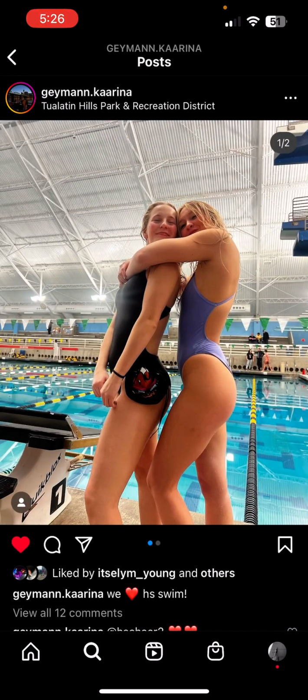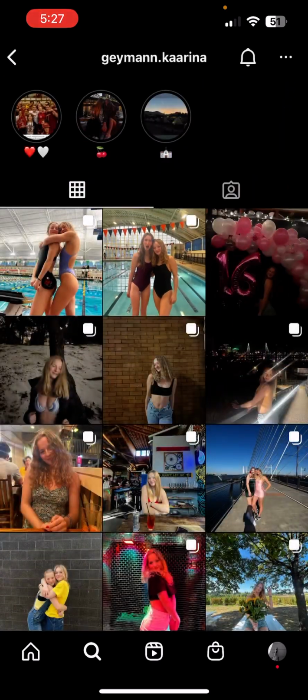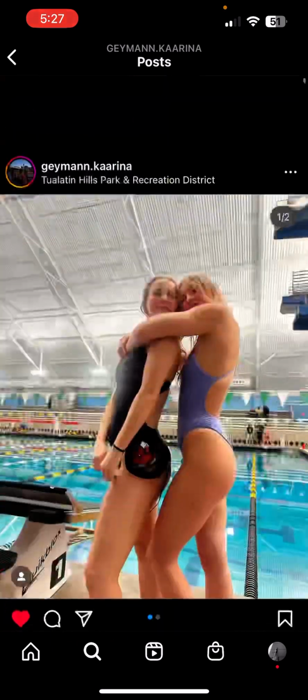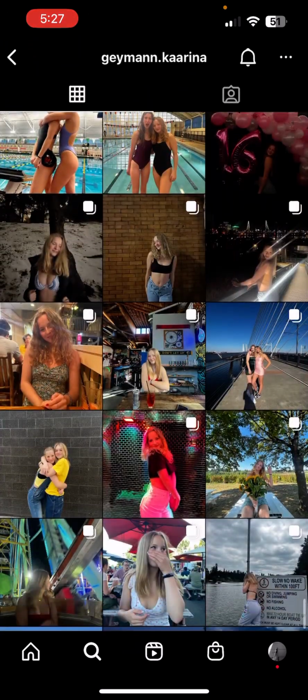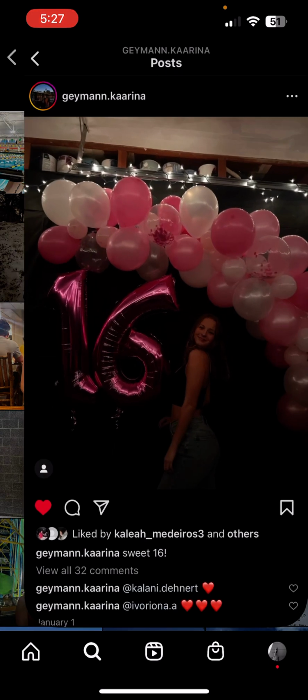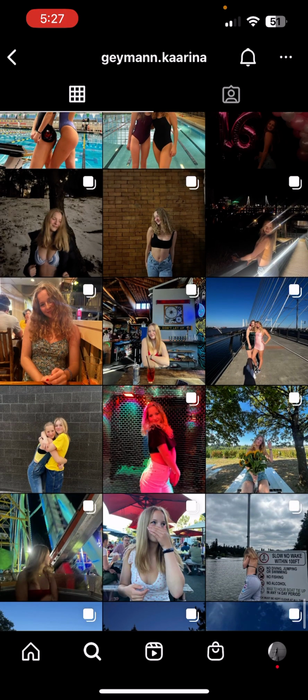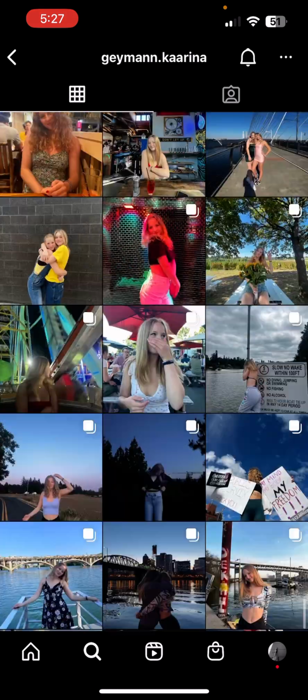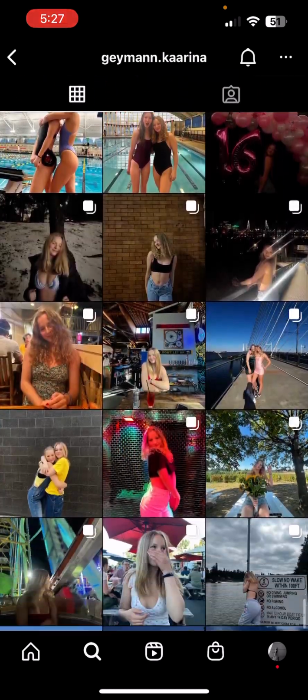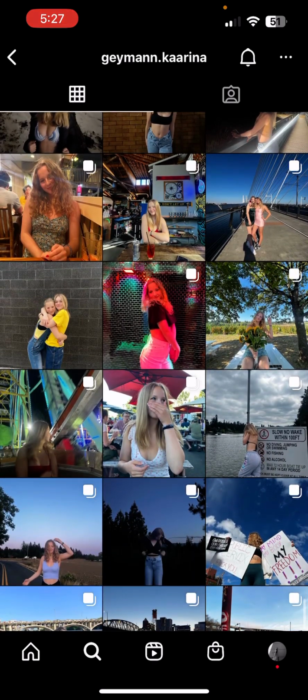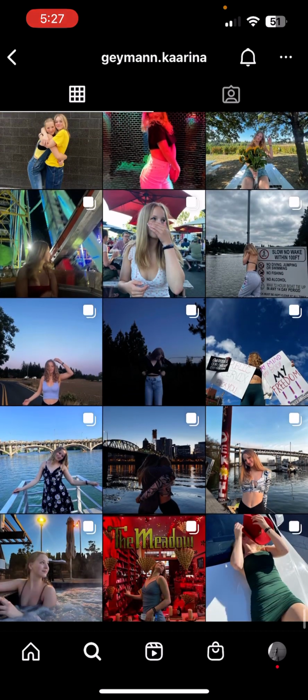The first post is of her swimming because she's a swimmer, and I think it's really important to show what you like to do and show your hobbies on social media so people can get a bit of a sense to know who you are. Here's a photo from her 16th birthday so people can know how old she is. She decides to not share a lot of information, but from a glimpse of her Instagram, you can tell who she is as a person, and I think that's a really important part.